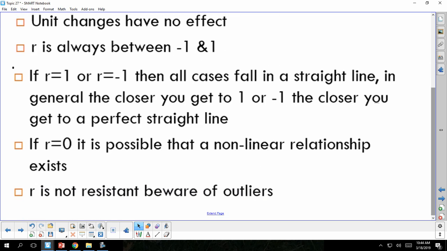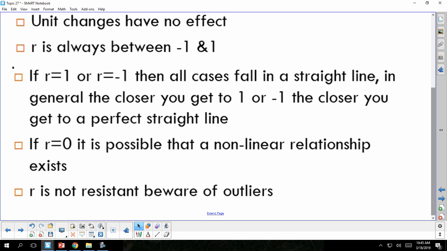If R equals 1 or R equals exactly -1, then all cases fall in a straight line. In general, the closer you get to 1 or -1, the closer you get to a perfectly straight line. If R equals 0, right, that means we have a very weak linear relationship. But we're going to investigate this further because it's very possible that there could be a very strong nonlinear relationship. In the worksheet I'm giving you today, we'll show you a case where we get R equals 0 and it is a perfect parabolic relationship.